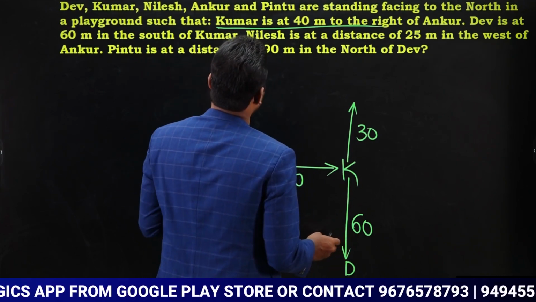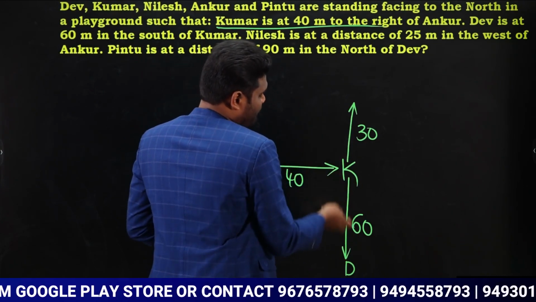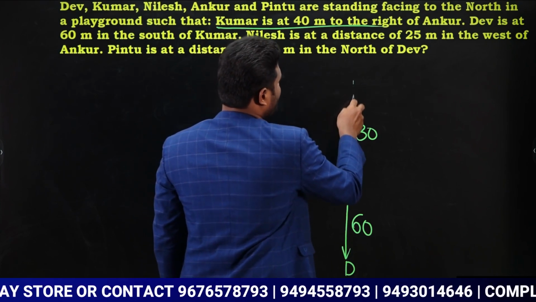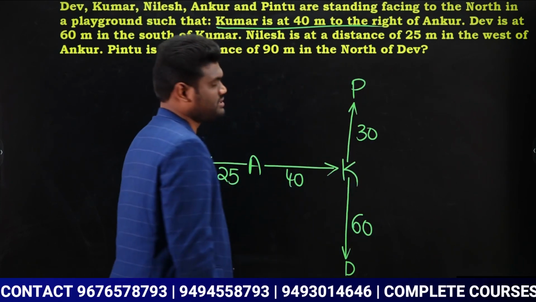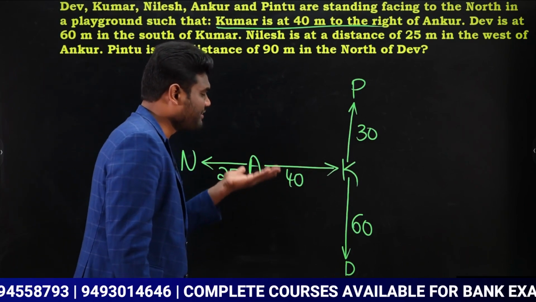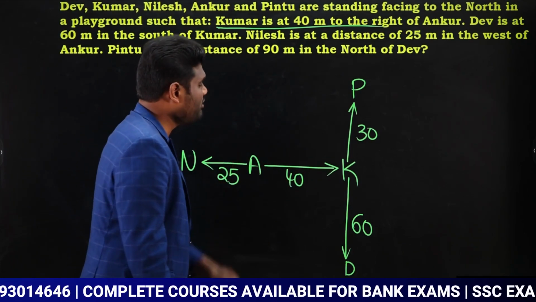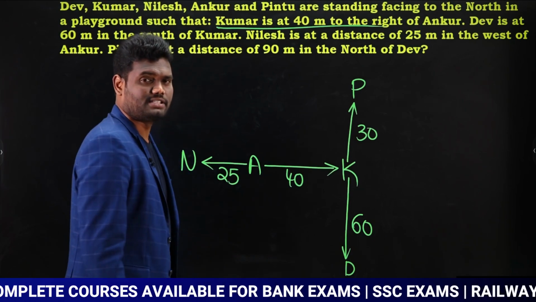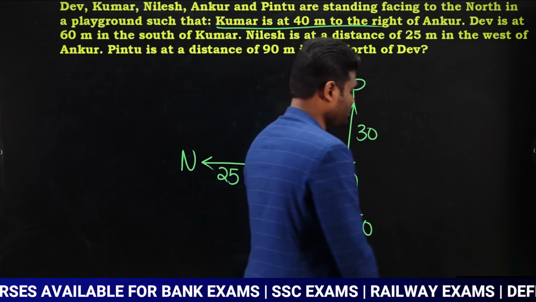Pinto is at a distance of 90 meter to the north of Dev. For Dev 90 meter north, who is there it seems? Pinto is there. Okay, this is the representation. Once our representation is completed, then solving those questions will be very simple. Is that clear? Now let us look at the questions.